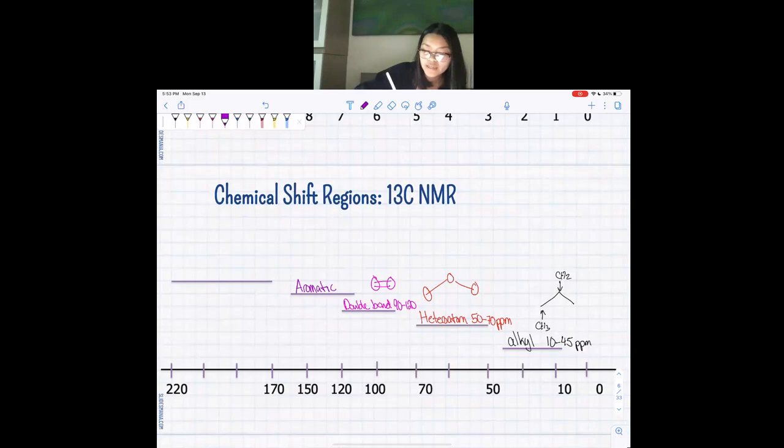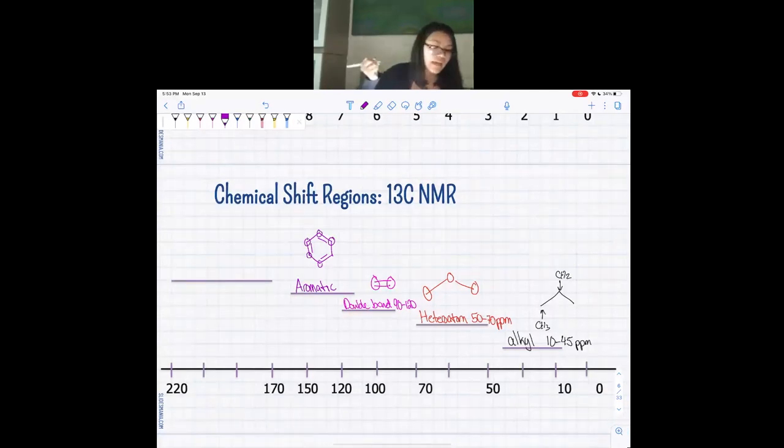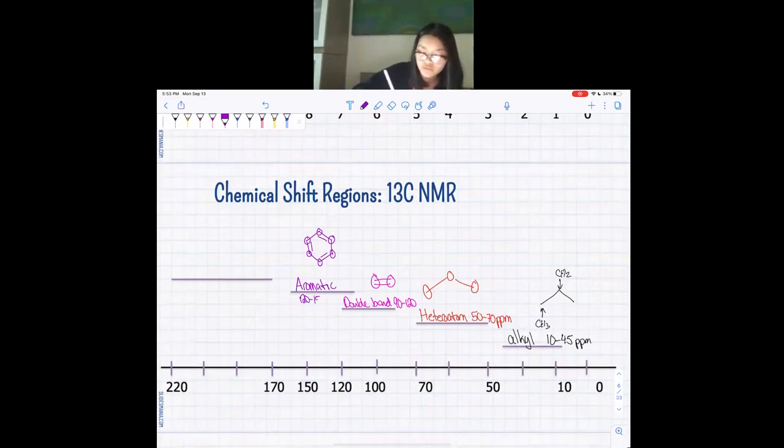And our aromatics are going to be, once again, we're only caring about benzene. So we're talking about any of these carbons on our benzene ring. Those are all going to be aromatic. And this is from 120 to 150 ppm.